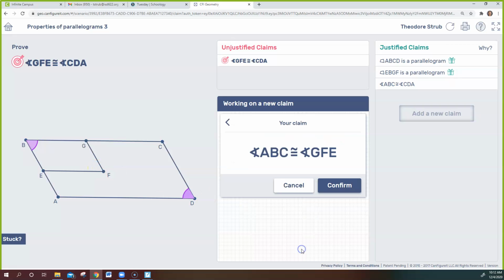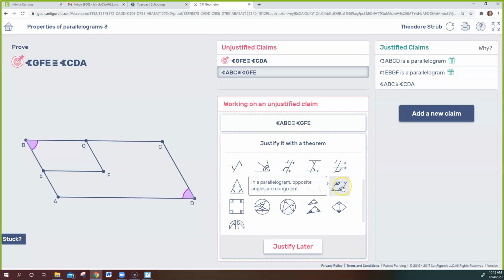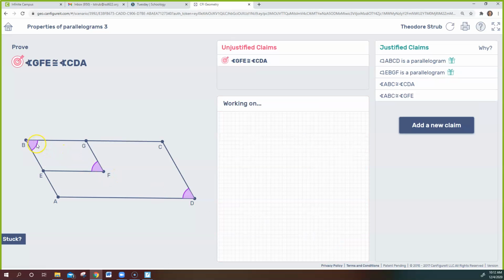And why do I know that? Because I have another parallelogram. So I'm going to find the one that looks like a parallelogram. I'm going to read the statement. In the parallelogram, opposite angles are congruent. That's what I'm trying to prove. And I'll go to EBGF is the parallelogram. And I'll click submit. Okay, now look at it.